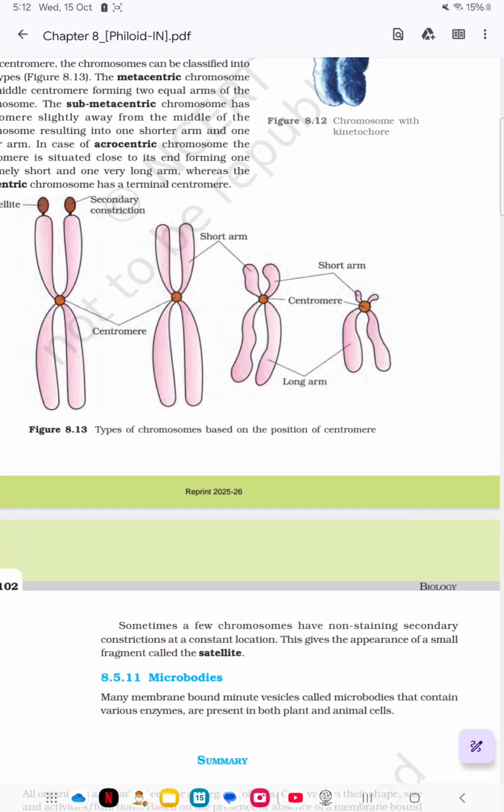Next are microbodies. Many membrane-bound minute vesicles containing various enzymes are present in both plant and animal cells. These are known as microbodies.